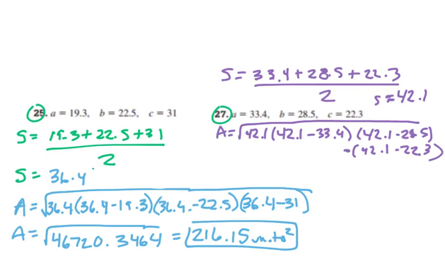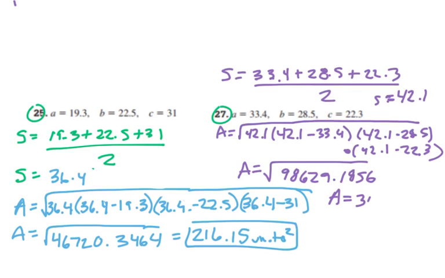Alright, I just ran out of room, so really that means the square root of 98,629.1856, or 314.05.